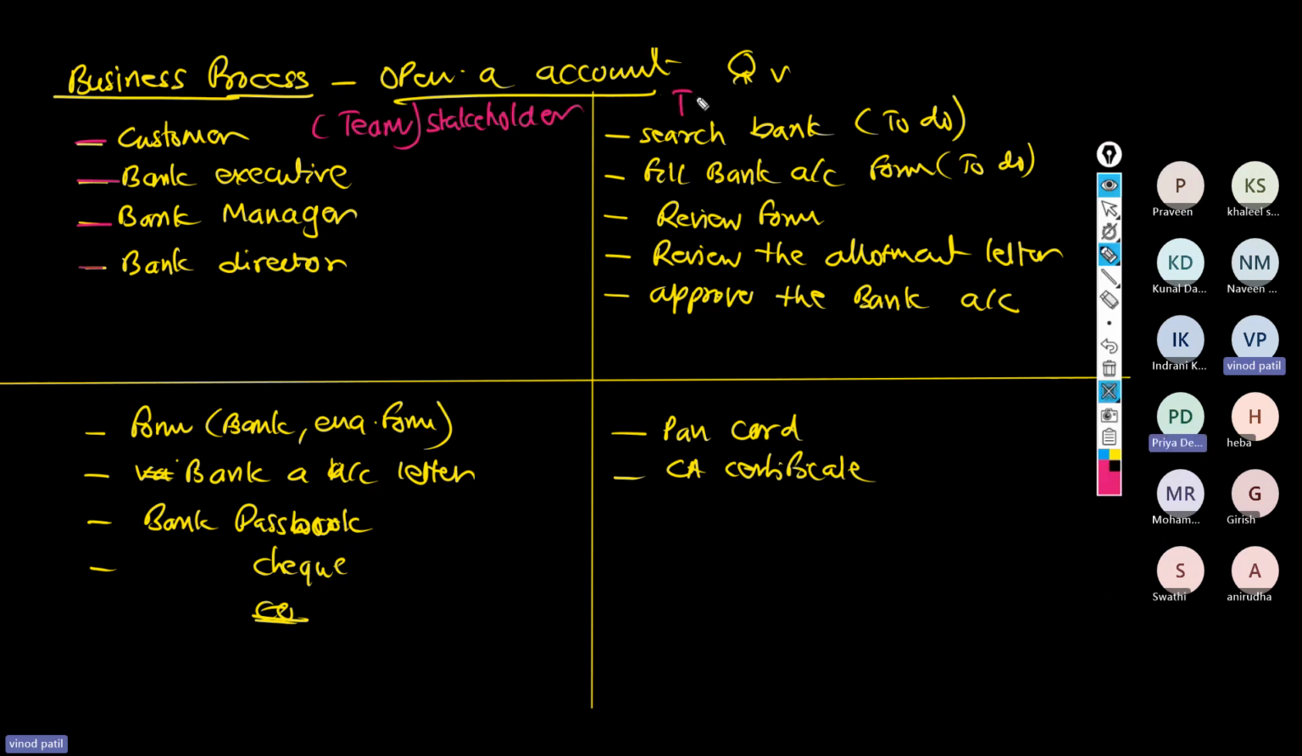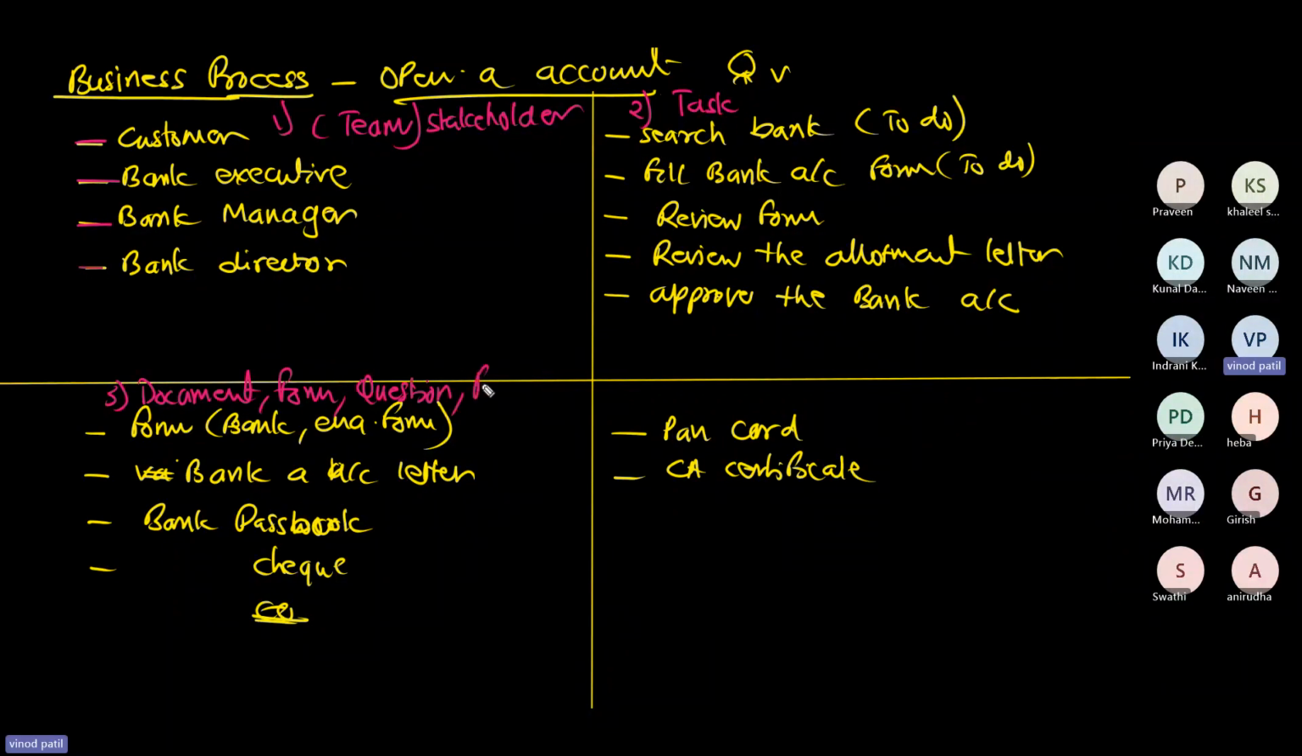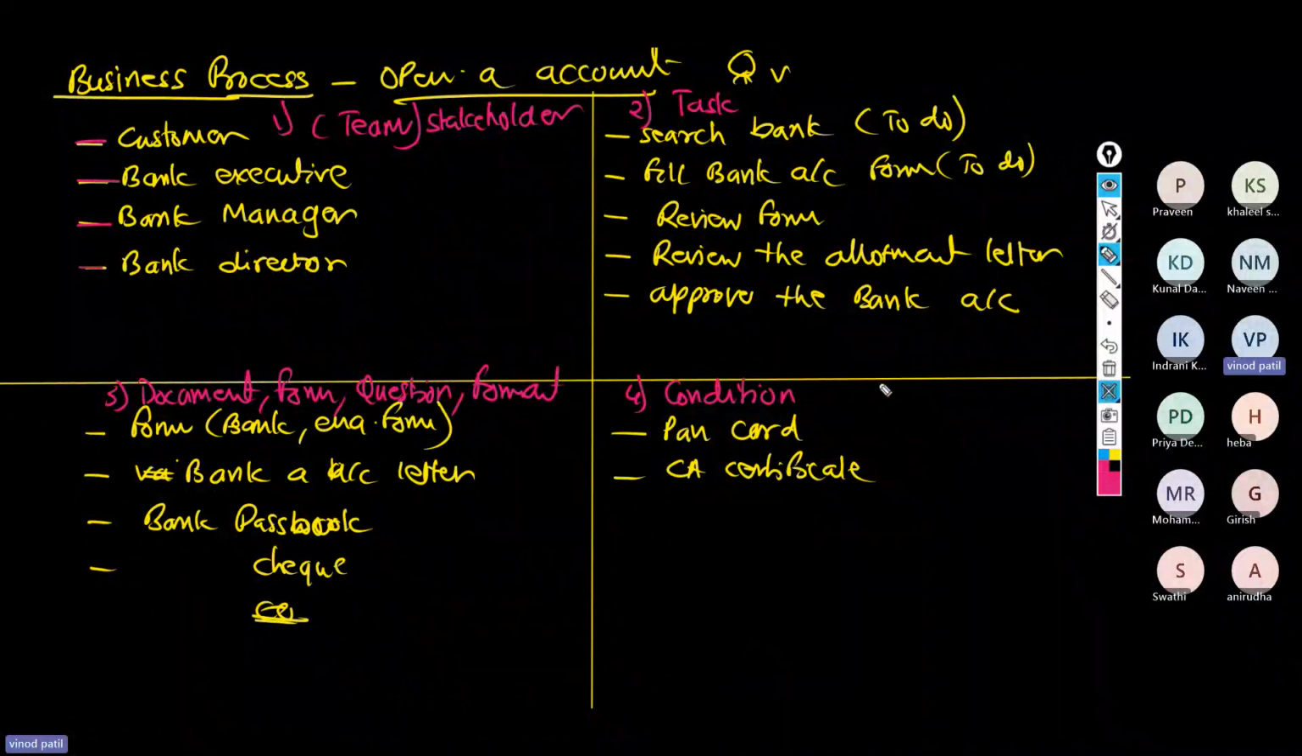So these are tasks. The first thing is team. Second thing is task. Third thing, they will require n number of documents, forms, questionnaires, formats. This is included in the document, and there will be certain conditions for every process. Like only if and but, like if you have this one, then you will receive the bank account. If you fulfill this requirement, you will be getting this thing.